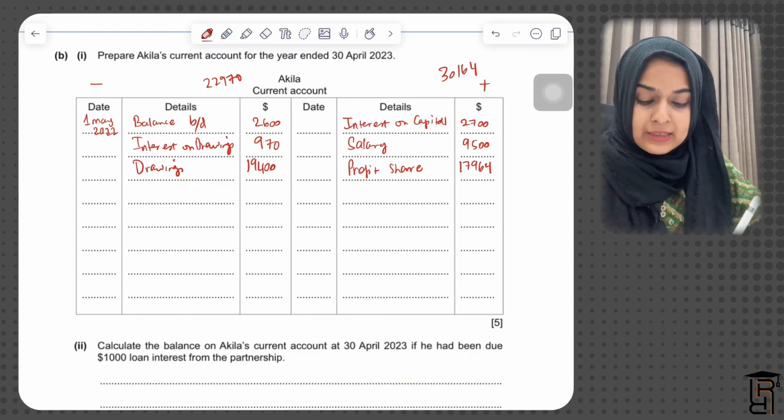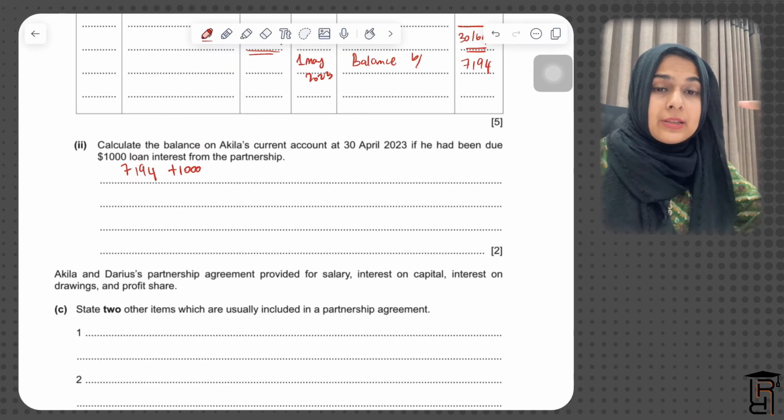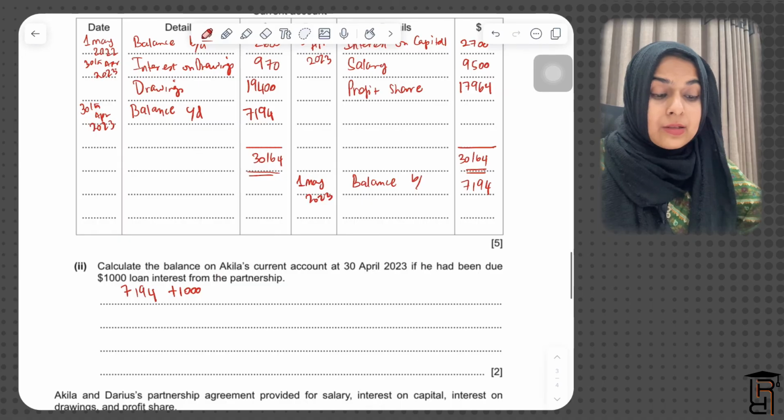So if the balance for Akila's account is 7,194, we'll just add $1,000 interest, because this will increase Akila's current account balance, but it will also decrease the partnership profit.